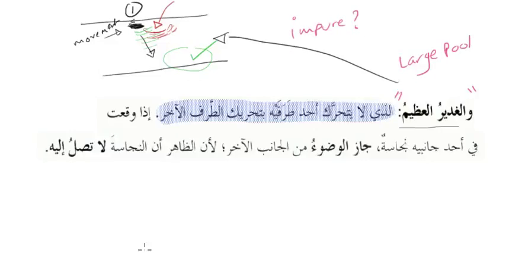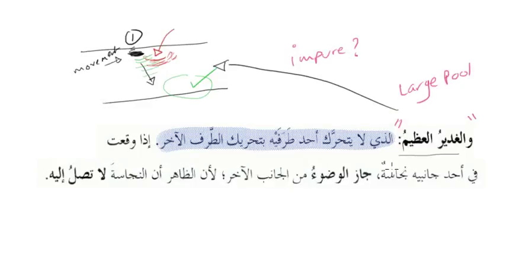Here's another example of a pool. This is a large pool, actually a pond, and if you notice, the ripples go out but don't really reach the other side of the pool. So if impurity were to fall somewhere around here, it would be fine according to the text to perform wudu from the other side. The ripples move, but they don't get very far. That's basically what Imam Quduri wants to explain to us in this mas'ala.